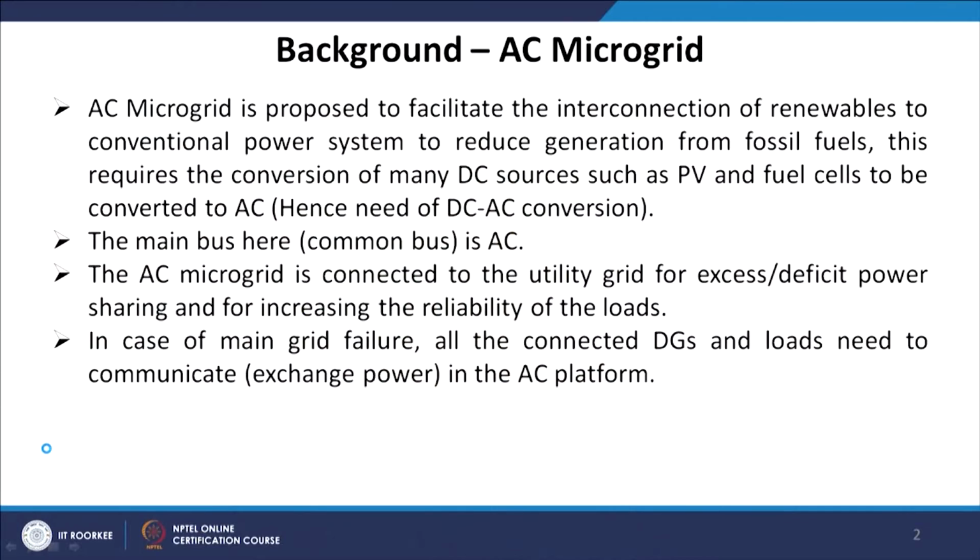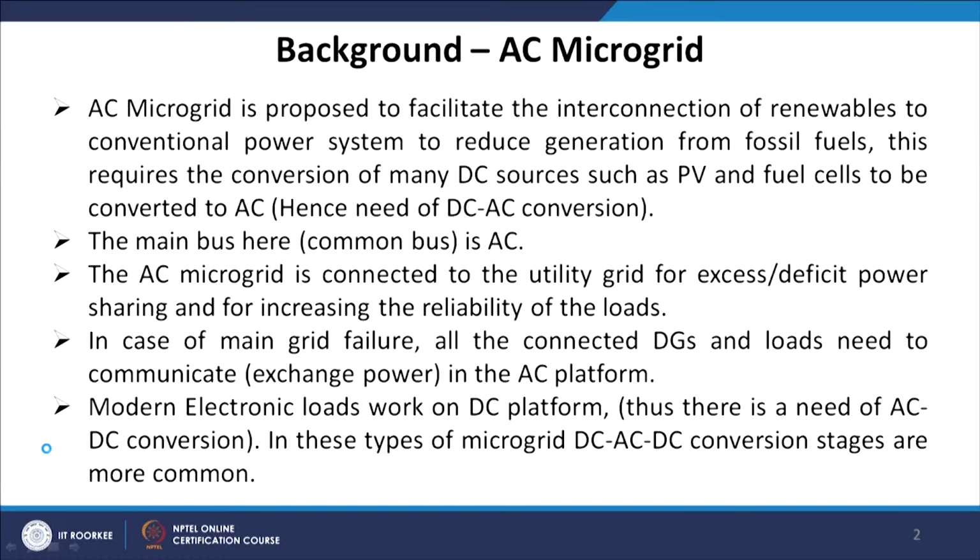In case of main grid failure, all the connected DGs and loads need to communicate on the AC platform, because it is purely an AC grid. Modern electronic loads work on a DC platform, and in this type of microgrid, DC to AC and further AC to DC conversion stages are more common, because you generate power in DC, connect to your AC grid, and try to cater to your loads in DC. So, DC to AC, AC to DC. Those types of conversions are very common in case of AC microgrid.